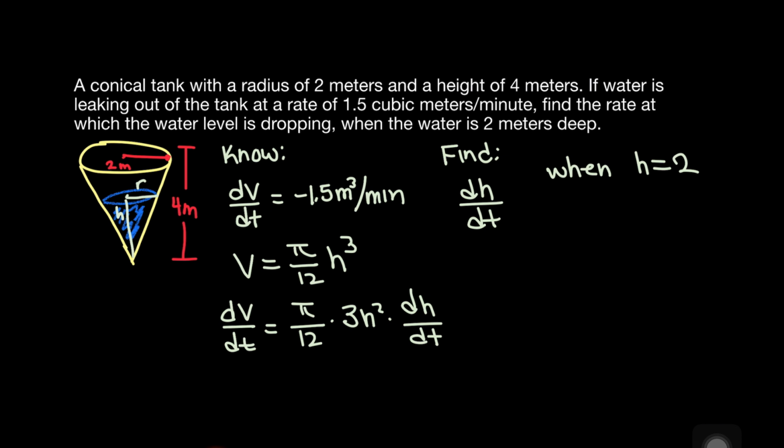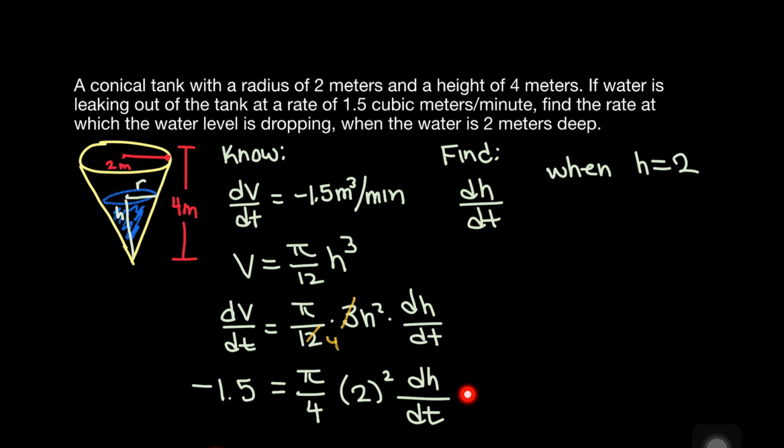I'm going to go ahead and take the derivative of that equation. The derivative of V would be dV/dt, and then I have that pi over 12, that's a constant. For the h to the 3rd, I bring down the 3, so 3h squared, and then times dh/dt. Finally, I can start plugging numbers in. I know dV/dt is negative 1.5. I know that h is 2, and this is something that we can solve now for dh/dt.